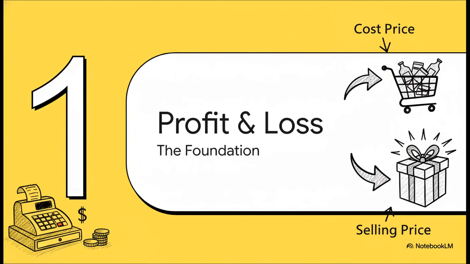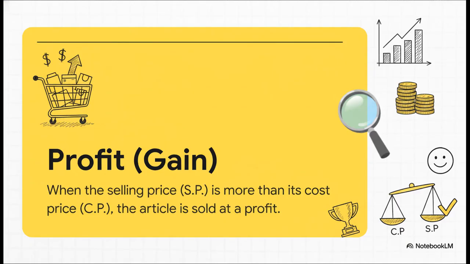Okay, so let's start with the absolute basics, the foundation of every single transaction. For a seller, everything boils down to one of two outcomes, and it all depends on two little numbers, the cost price and the selling price. Profit. I mean, that's the whole point of being in business, right? The cost price, or CP, is simply what the seller paid for the item. The selling price, SP, is what you pay for it. So if that selling price is higher than the cost price, boom, the seller made a profit. It's as simple as that.